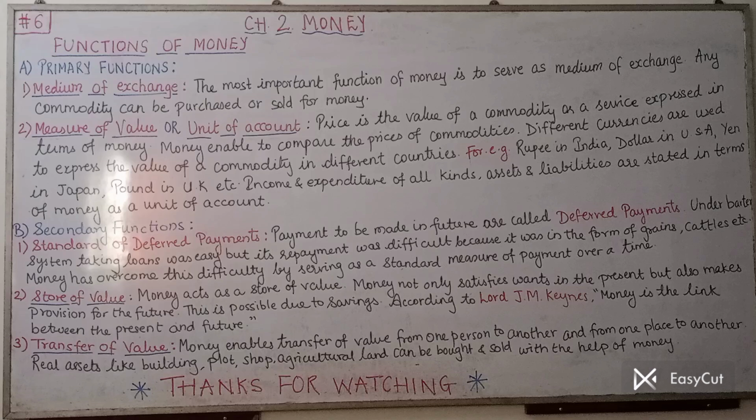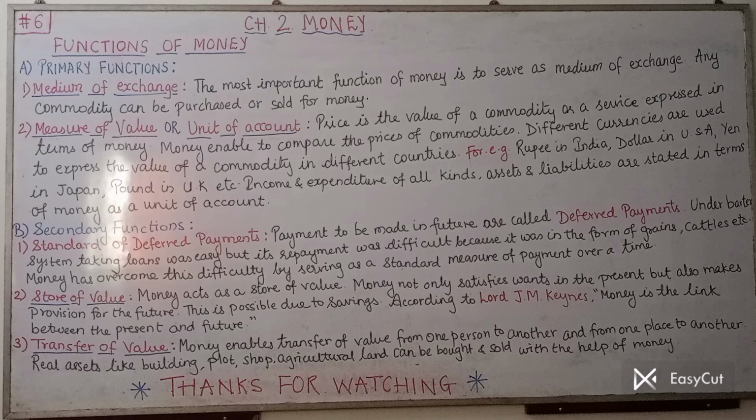Money enables us to compare the prices of commodities. By comparing the prices, we come to know that this commodity is costlier, this commodity is cheaper. Likewise, different currencies are used by different countries to express the value of a commodity. For example, in India we use rupee, USA uses dollar, yen is used in Japan, and pound in UK. Income and expenditure of all kinds, assets and liabilities of all kinds are stated in terms of money. Hence, we say that money acts as a unit of account.